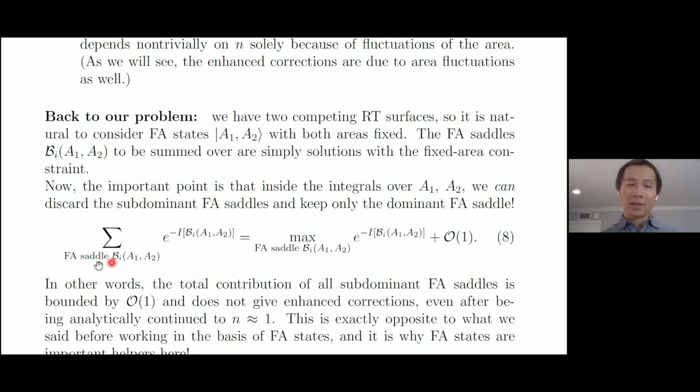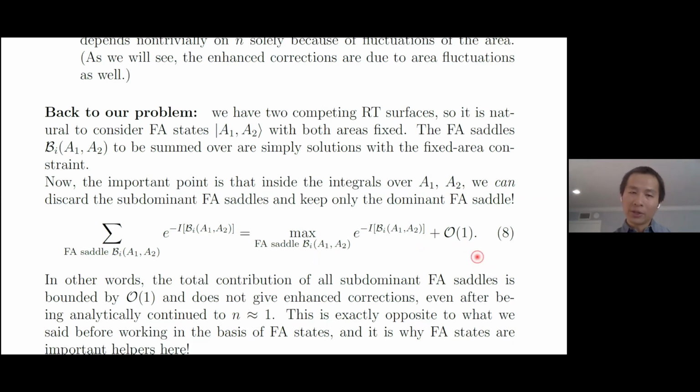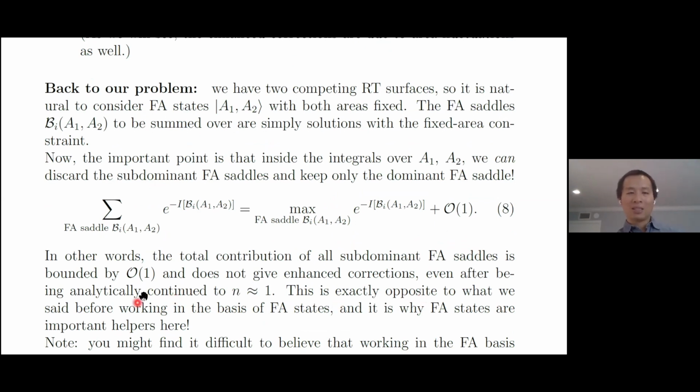So in other words, we can rewrite this sum over fixed area saddles, which includes many crazy saddles, which are non-replica symmetric, into just a dominant contribution, taking the maximal value among all the saddles, plus an order 1 contribution that will not affect our enhanced corrections. So we can safely drop those. In other words, the total contribution of all the subdominant fixed area saddles together is bounded by some order 1 bound and doesn't lead to any enhanced corrections at all.